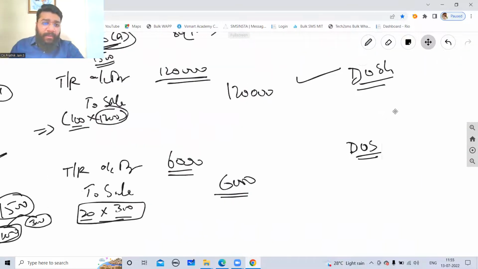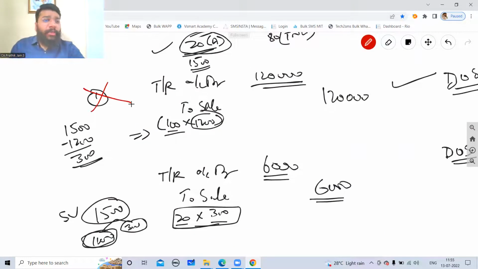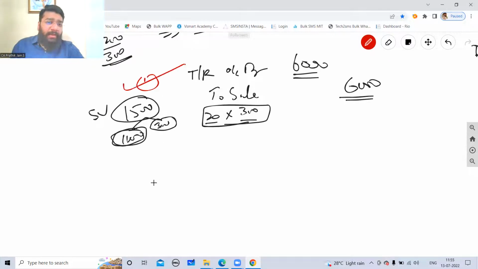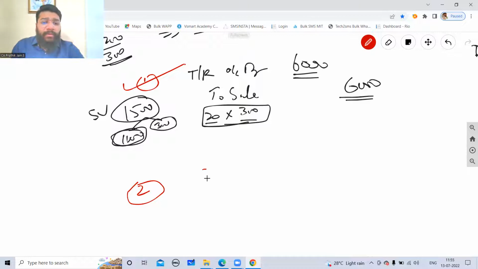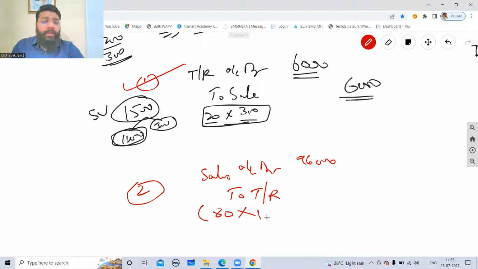Coming back here. The first entry you're not supposed to record because it is already recorded. So you will record this entry. You will record this entry. Next, you will reverse the 80 barrels of gas containers. So it is what? Sales account debit to trade receivable. This is that 96,000 rupees. How did I get this? Sir, 80 containers into 1,200, 96,000.